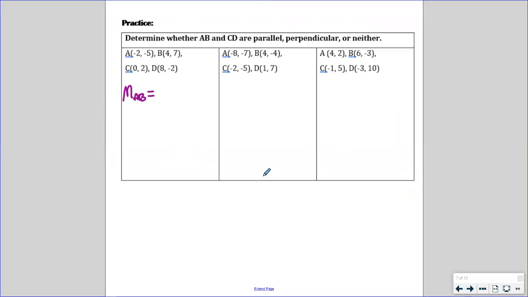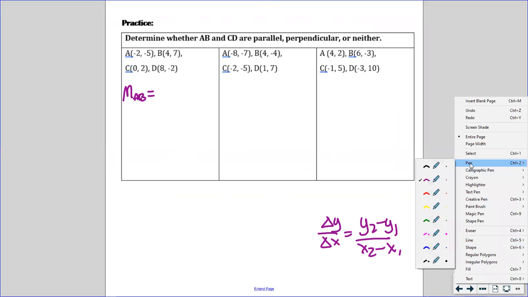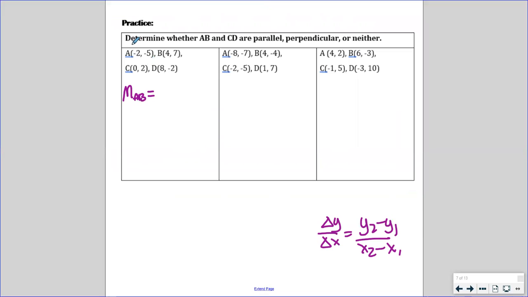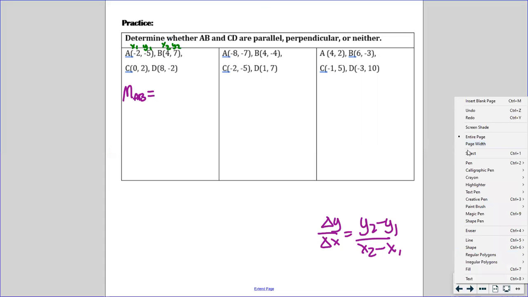So remember delta y over delta x, which is y2 minus y1 over x2 minus x1. So now we're going to look at our points, and what I'm going to do to make this easier, I'm going to label x1, y1, x2, y2. So again, you know what coordinate points you're going to use in order to plug it into the formula. And go back to purple.